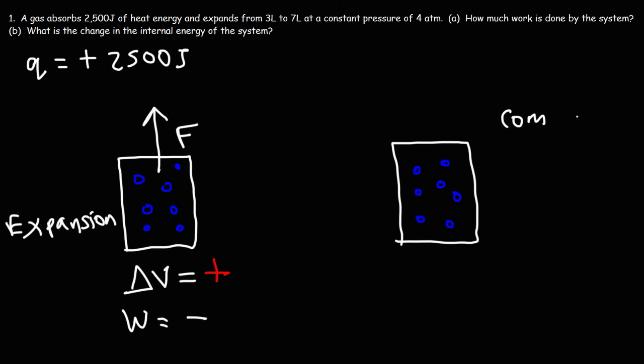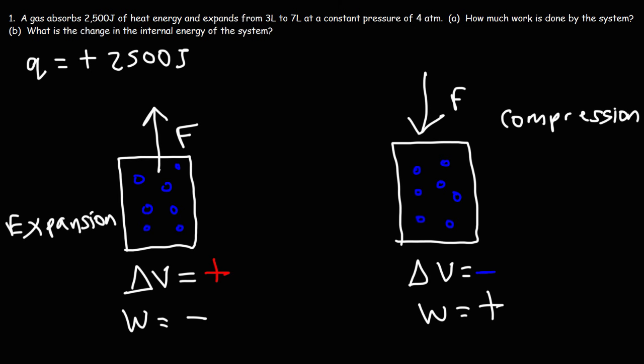Now, during compression, you need to do work on a system. The only way the gas is going to compress is if you apply a force and you make it compress. In that case, the volume is decreasing. And so work is done on a system, thus W is positive. So make sure you understand that. When a gas expands, the volume increases, it can apply a force, work is done by the system. In order to compress the gas, you have to apply a force on it, so you need to do work on the system. Thus, the change in volume is negative and W is positive.